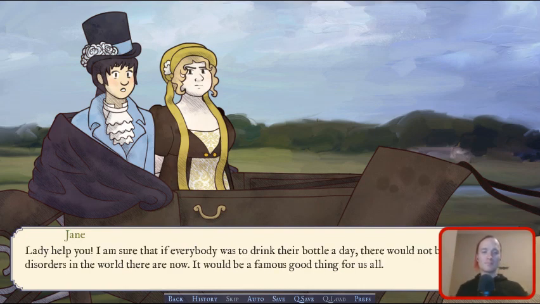Her bottle a day? No, why would you think of such a thing? Lady help you. I am sure that if everybody was to drink their bottle a day, there would not be half the disorders in the world that there are now.